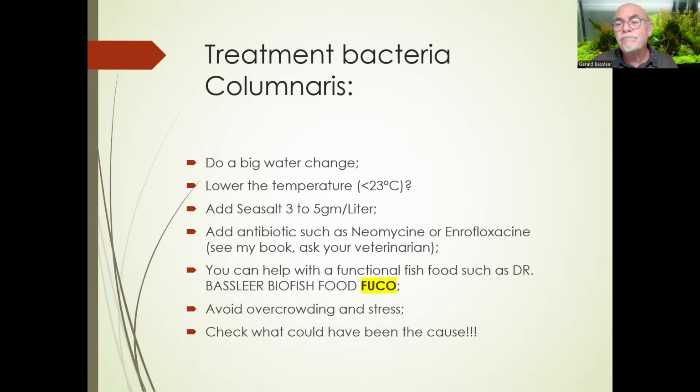Avoid overcrowding, avoid stress, and check what you could do better next time, what to prevent. Important for you.